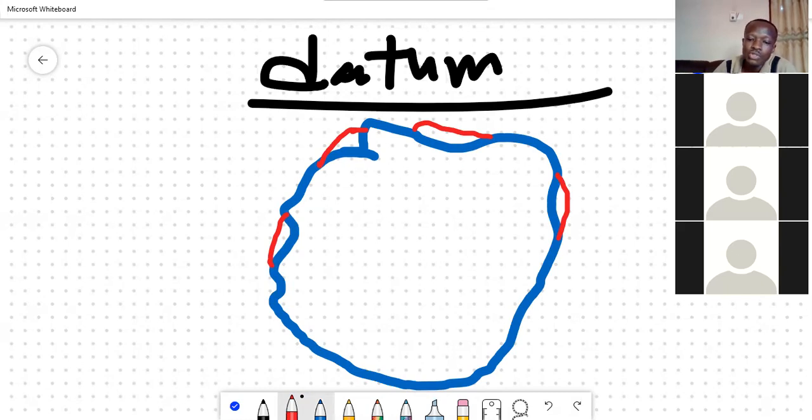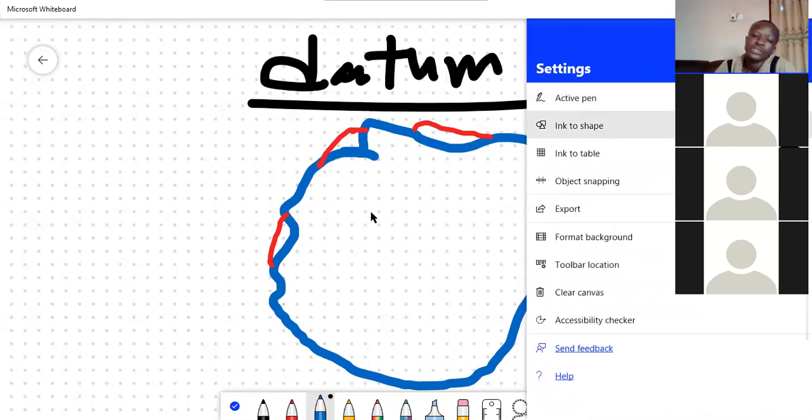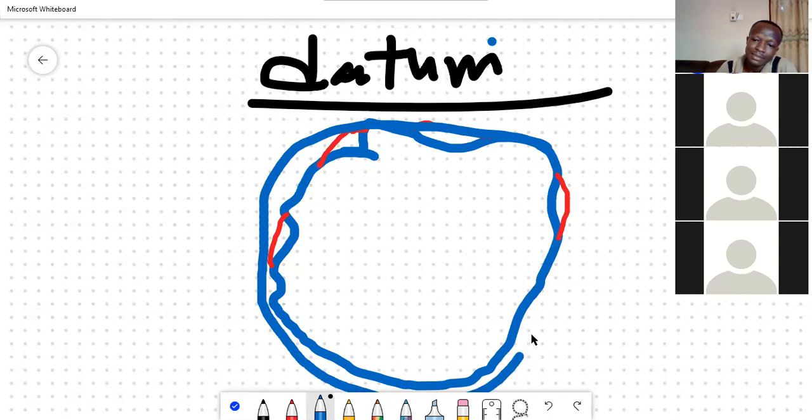You can create, let me try and do this. You can fit a sphere, are you okay, to the earth. You can fit a sphere to the earth. So you just go like that.